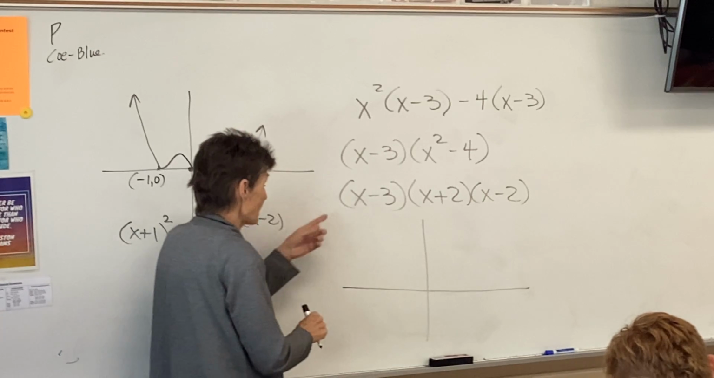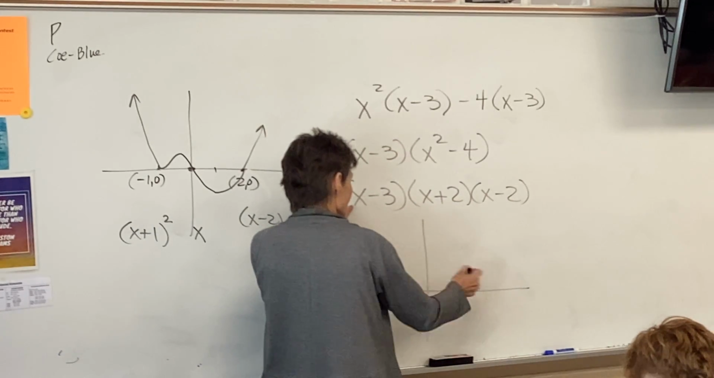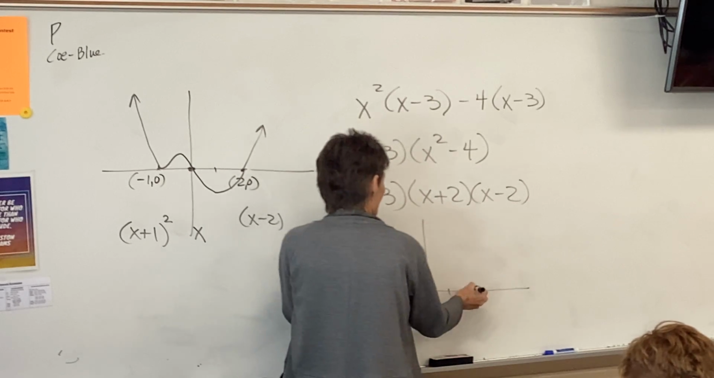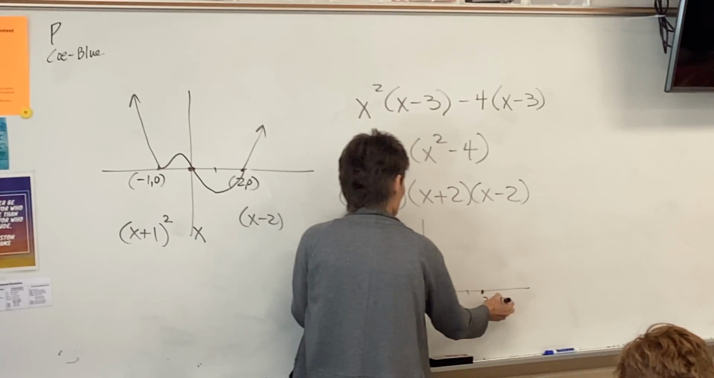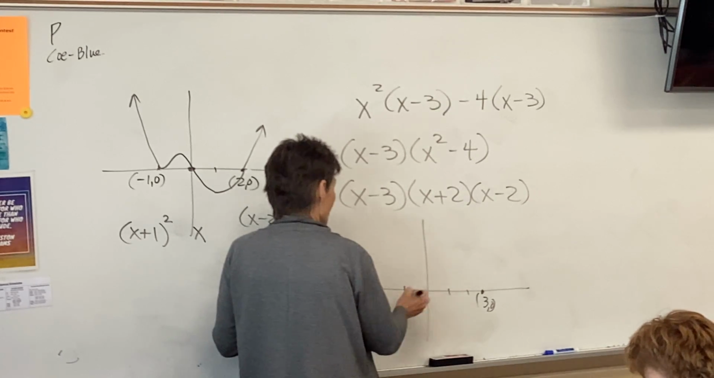Where are my x-intercepts? My dots, my roots, my zeros, where are they? At 3, at -2, and 2.